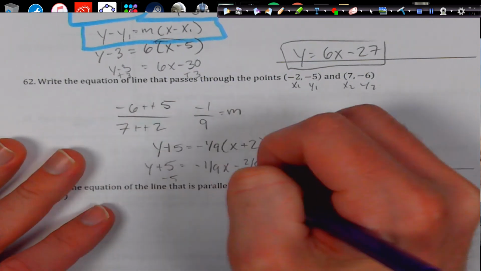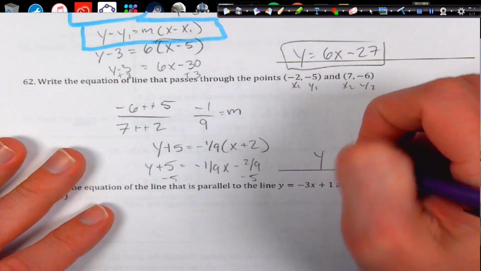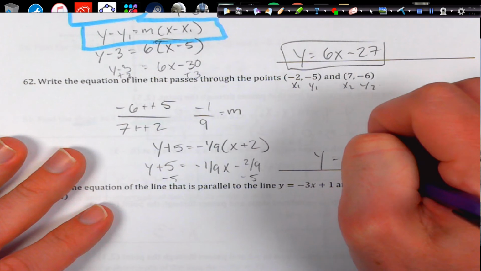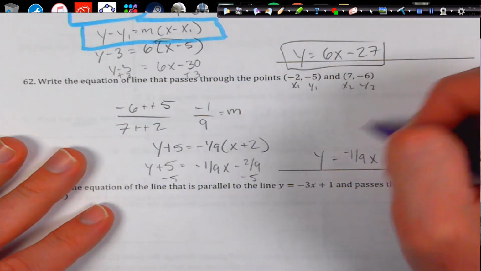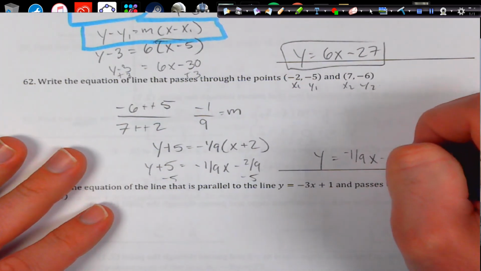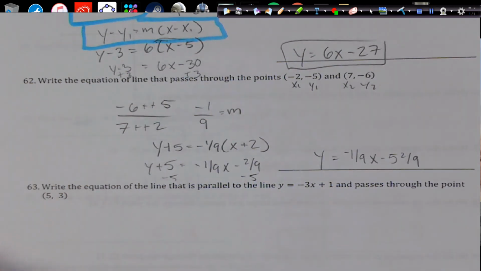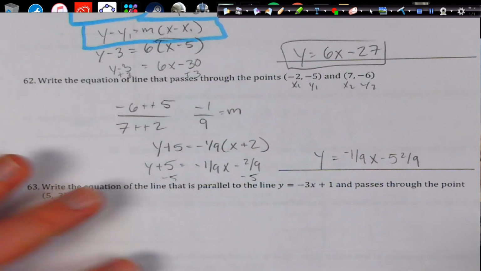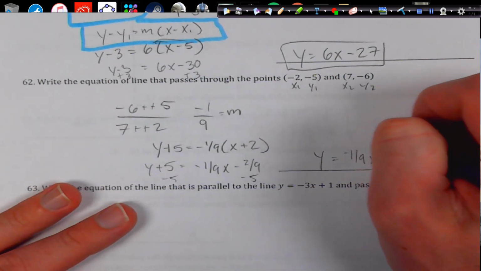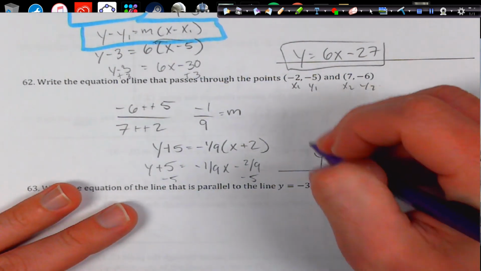Subtract the 5. So here we have two negatives. That's actually going to become -5 and 2/9. Okay, or I could do 5 times 9, which would be 45, and I could get 47/9. So either one of those two would be fine.